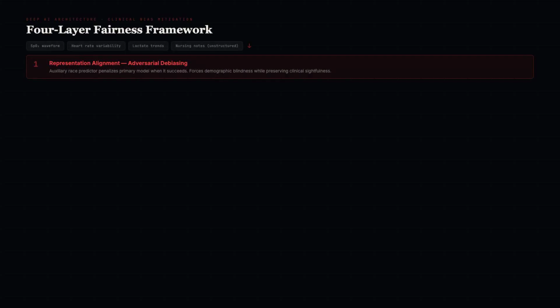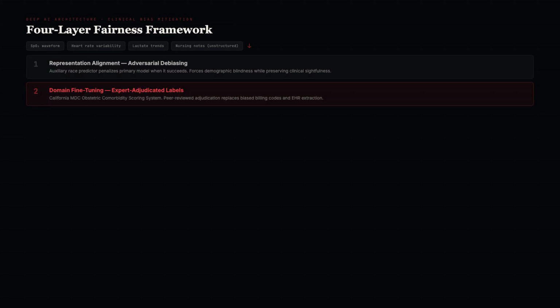The paper describes a 4-layer architecture designed to interrupt that bias loop at every stage. Layer 1, representation alignment. An adversarial debiasing network runs alongside the primary clinical model. An auxiliary predictor attempts to infer race and protected demographic attributes directly from the primary model's internal feature representations. Whenever the adversary succeeds, the primary model incurs a training penalty. The optimization pressure forces the model to discard demographic signals while preserving clinically relevant pathophysiology. It becomes sighted to disease and blind to race.